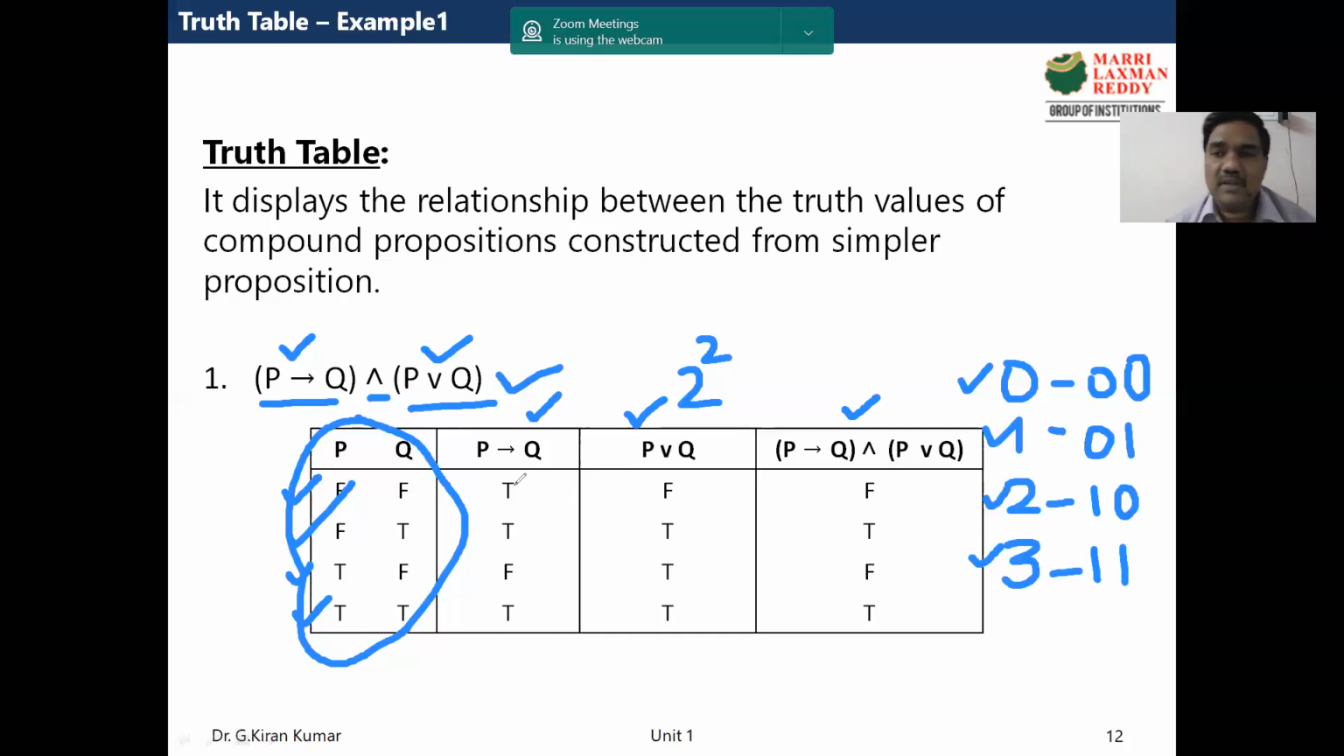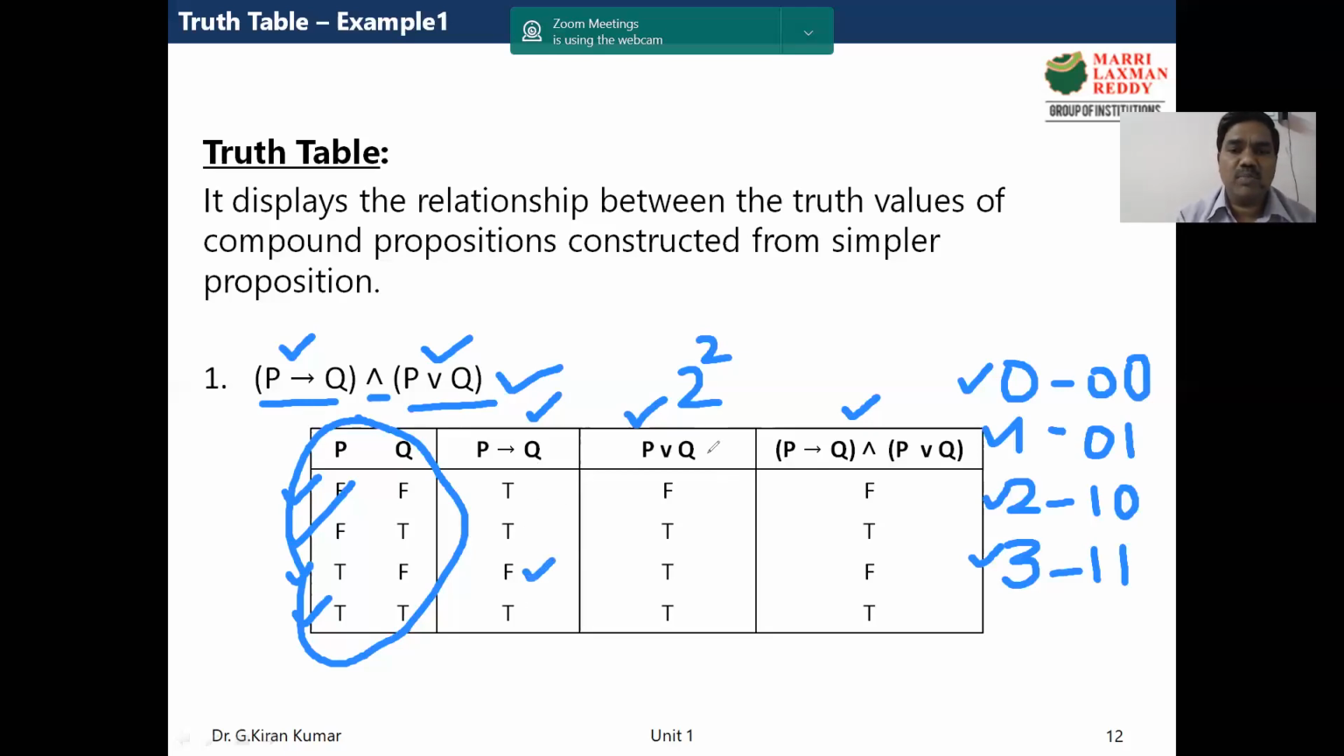So please remember, implication is false only in the TF case. If the first proposition is true and the second one is false, only in that case it is false, and in all the remaining cases it is true. So therefore, only in the TF case it is false, and the remaining cases it is true.